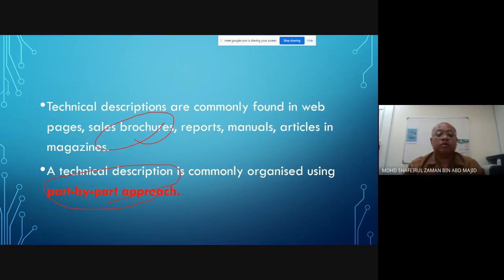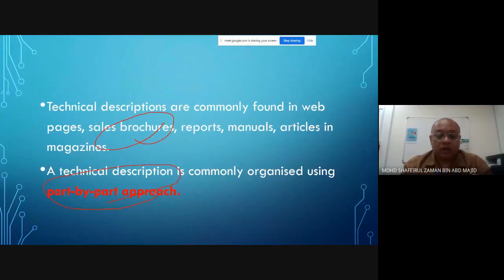For example, you're going to start with the screen or the monitor, and then you go to the keyboard, and maybe you go to the hardware after that. So that is called the part by part approach. When it involves technical description, this is the approach that you are going to use: part by part.